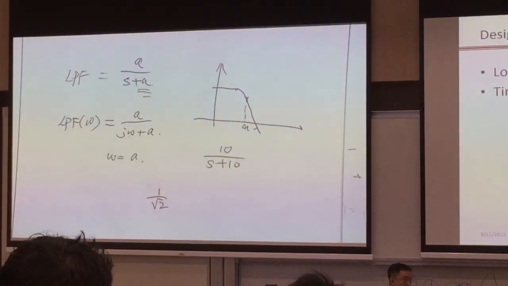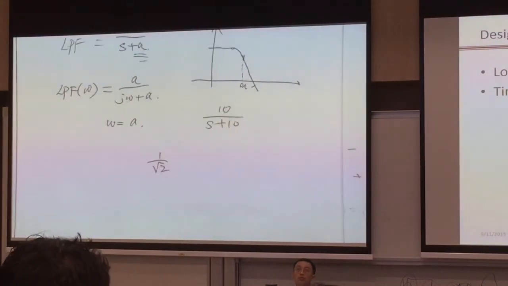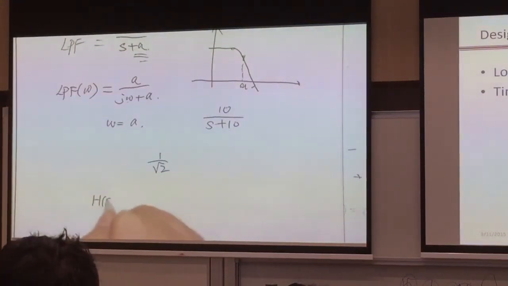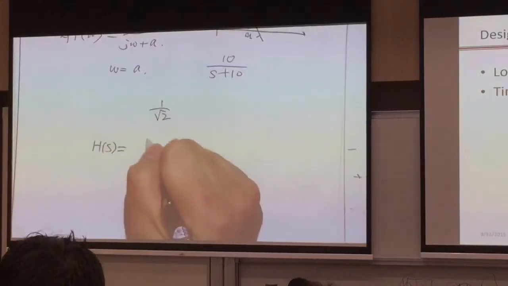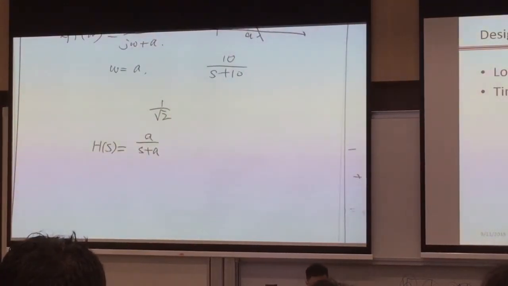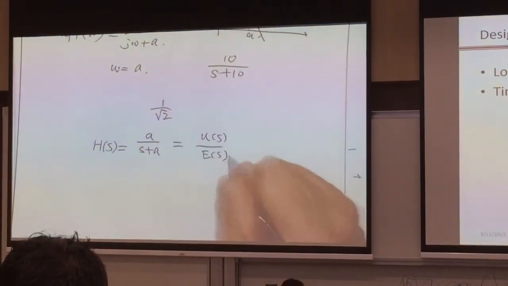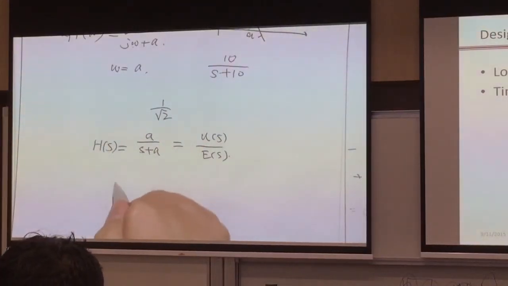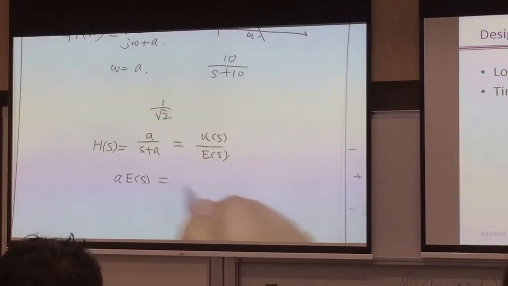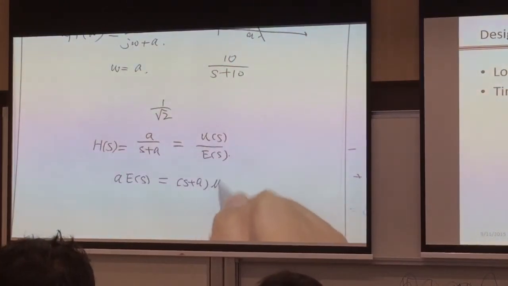So if you have a low pass filter you design in your S function, this is your continuous domain. So what does this one mean? You can also rewrite this as a differential equation, because if your S function is A divided by S plus A, this is your transfer function, your output divided by your input. So we can see A E(s) is equal to S plus A U(s).